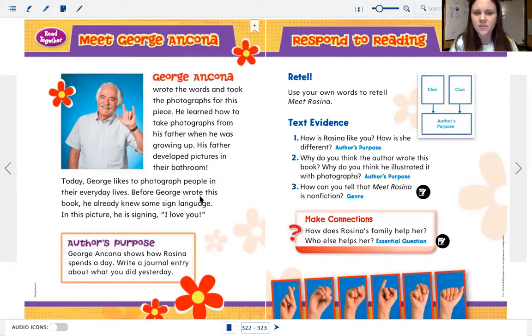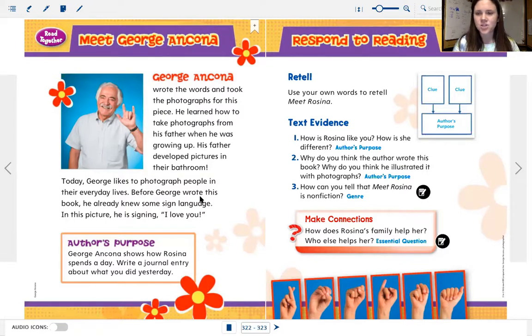George Ancana wrote the words and took the photographs for this piece. He learned how to take photographs from his father when he was growing up. His father developed pictures in their bathroom. Today, George likes to photograph people in their everyday lives. Before George wrote this book, he already knew some sign language. In this picture, he is signing, I love you. Why do you think George wanted to write this book?